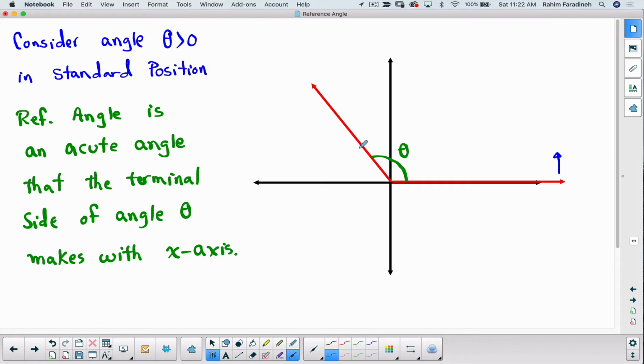So in this drawing, this angle is the acute angle, our reference angle for angle theta. That's the angle between the terminal side of angle theta and the x-axis. So when our angle theta is greater than 0, that means we're going counterclockwise. Now let's take a look at different cases and see how we're going to find the reference angle.